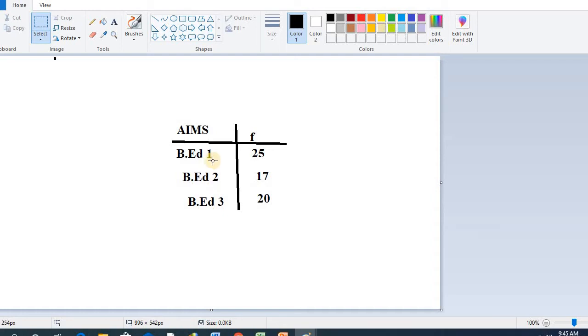The number of observations falling in each group is called frequency. The number of observations falling in a particular group or class is called class frequency and denoted by small f.